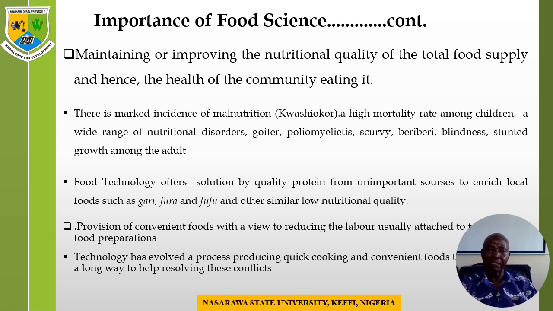The number two important reason for food science in Nigeria is maintaining or improving the nutritional quality of the total food supply, and hence the health of the community eating it. We should note carefully this subheading: maintaining or improving nutritional quality of the total food supply. This is a great area you need to delve into. It's not enough to produce food. The food must be good, because food we produce that is poor in quality is of no use.